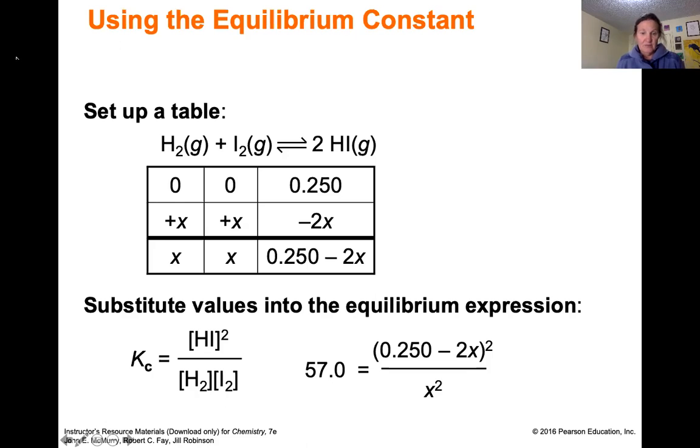So you have the value of 57. You're going to plug that in and plug in the concentrations, (0.250 minus 2X) squared over X squared, and then you just have to solve for X. And we will do that using Mathematica. Maybe I'll do that right now.